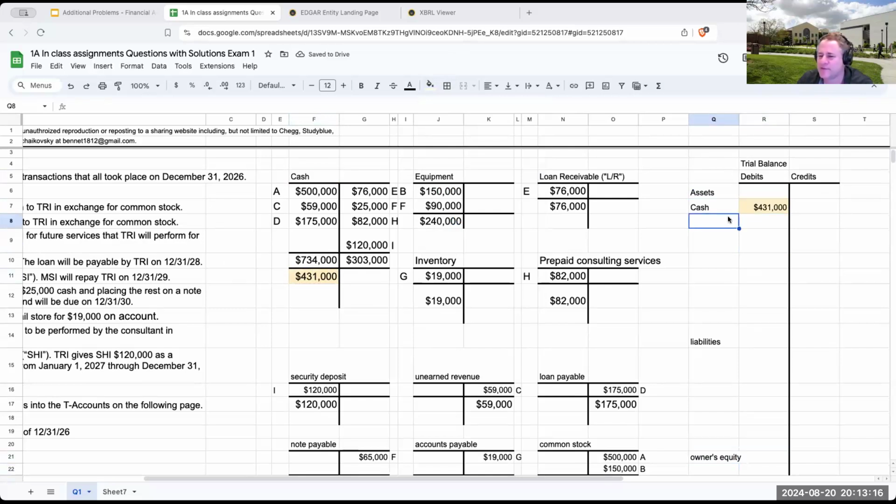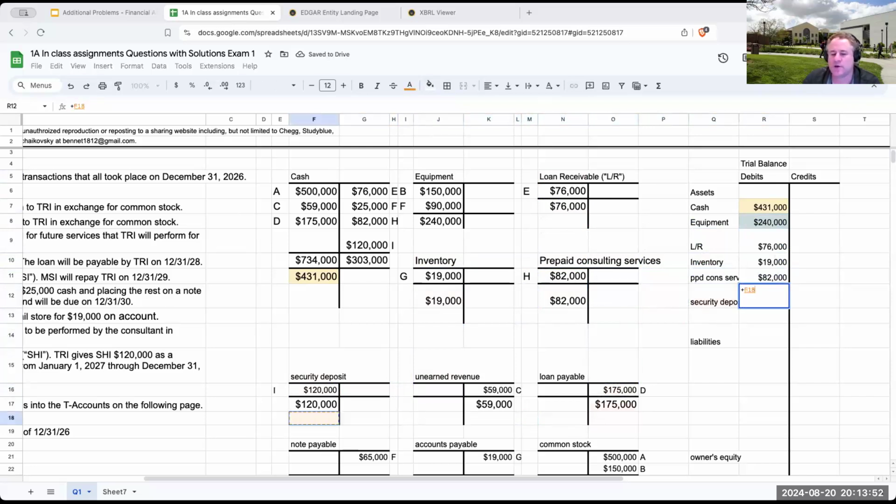So right over here, I'm going to bring cash, and cash has a final balance of 431,000. I'm going to bring over equipment, 240. It's too wide of a brush stroke. Then I'm going to stop at loan receivable. If you're taking my class, we can abbreviate. So over here, 76,000, inventory, 19,000, prepaid consulting services, 82,000. And then we've got a security deposit of 120. What we've done here is list out all of our assets, and I'll show you why we do that momentarily. So those are our assets.